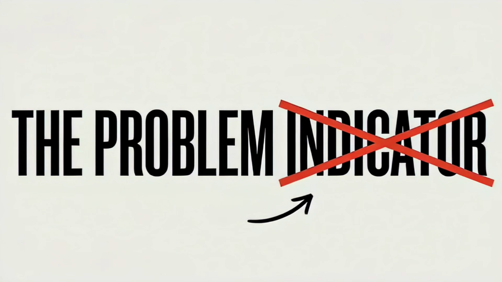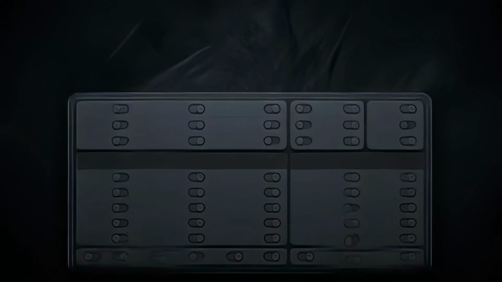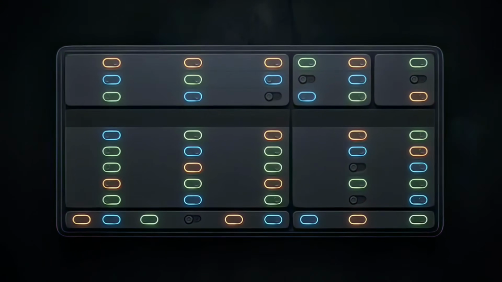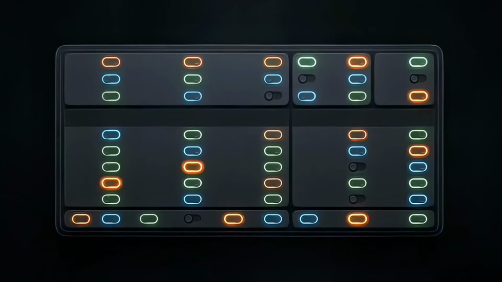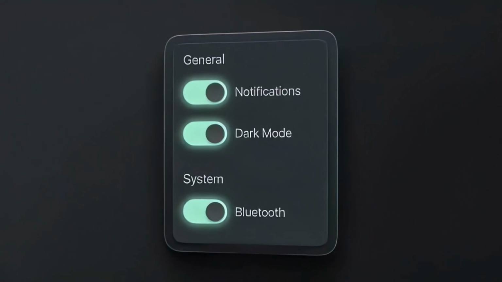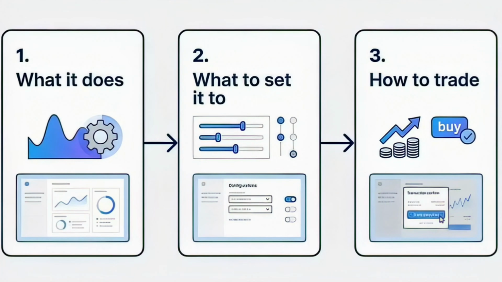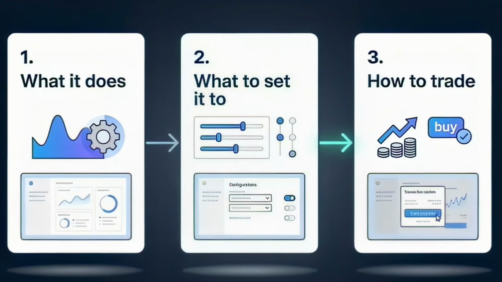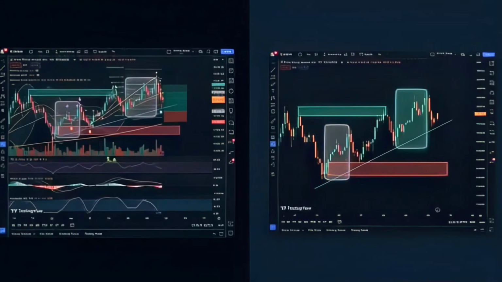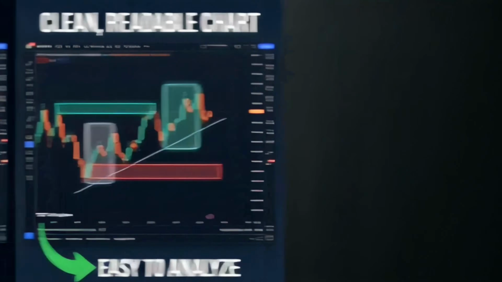The problem was never the indicator. The problem is that it ships with almost everything switched on at the same time, and nobody tells you which settings actually matter. So here is what we are doing. Every meaningful setting inside Smart Money Concepts, what it actually does, what to set it to, and why, and then exactly how to trade the chart you are left with. By the end, you will have a clean, readable chart instead of a Christmas tree.